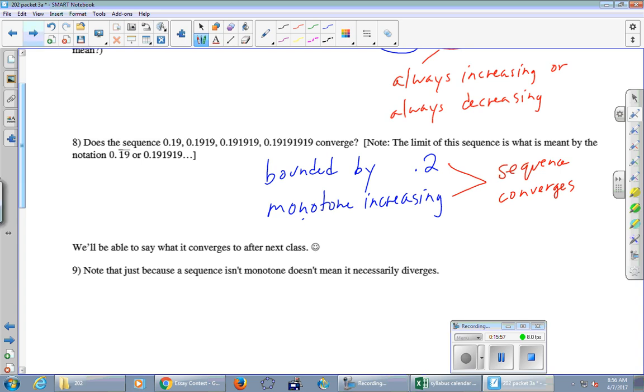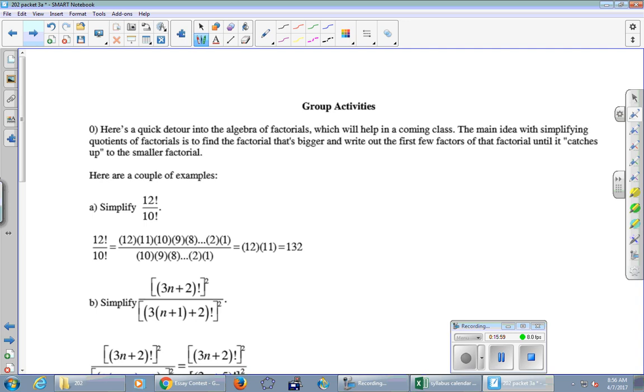Okay, so the activities are on the next page. I actually just want to start briefly with this little thing together, even though it's part of the activities. Quick detour into the algebra of factorials, and then you'll practice.